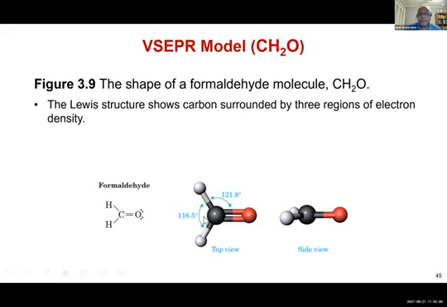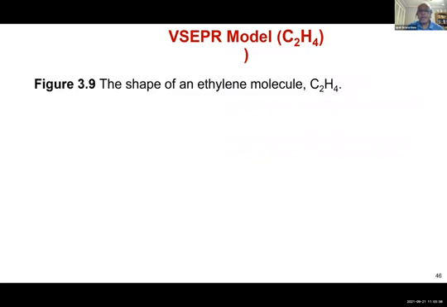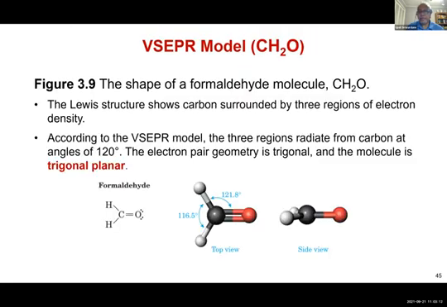Why is that deviated from 120 here? It's shorter here, 120 and 116, a little shorter, because the double bond pushes a little bit more than the single bond. Ethylene molecule. Let me see whether I can finish.